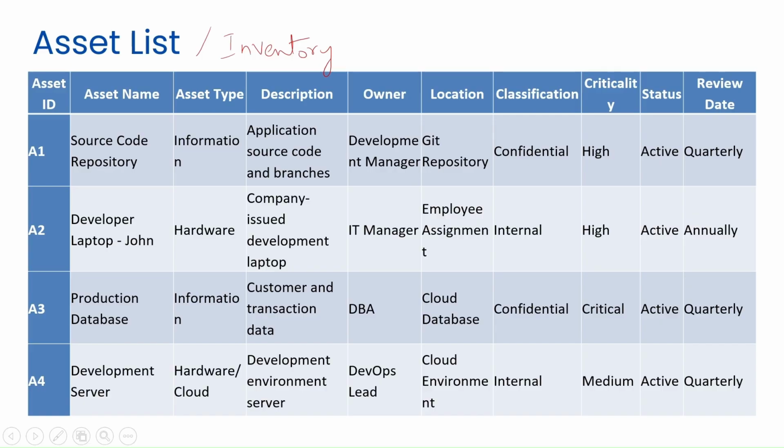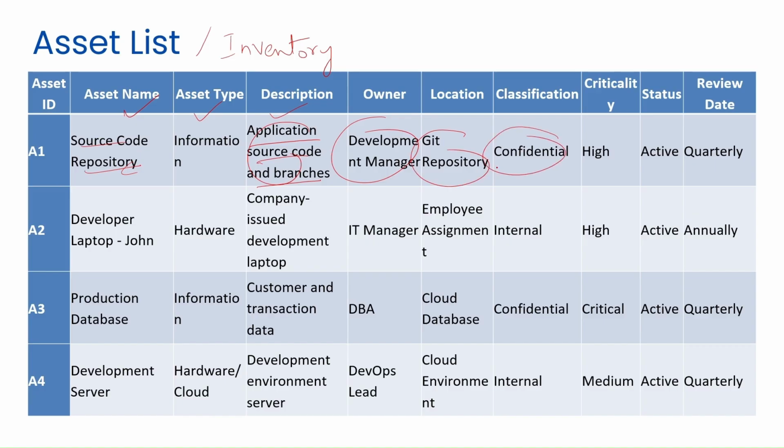This is how the asset list looks. You have to give the name of the asset, and what type of information it holds, whether it is software, hardware, or a cloud device. Then give a small description about that asset. For example, if it is a source code repository, just say that the application source code and branches are contained in this repository, and who owns it: the development manager owns this repository, and where it is located.